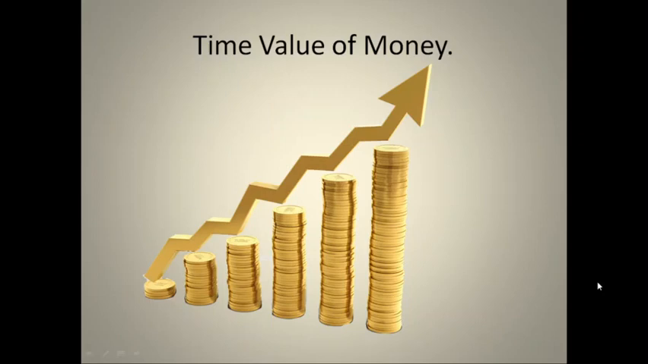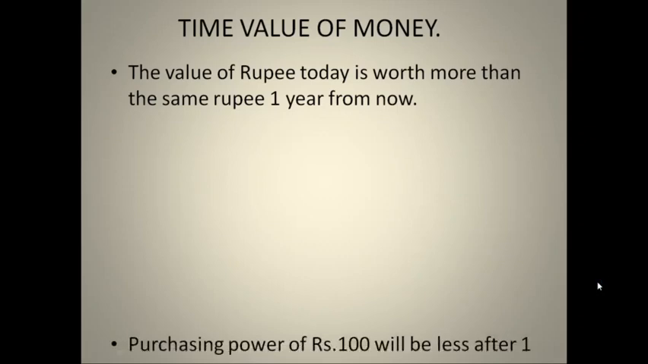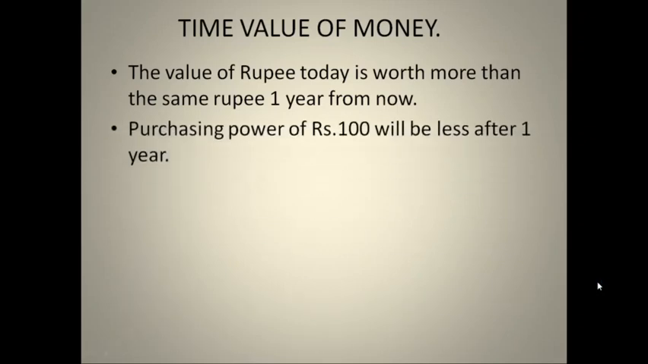By time value of money, what I mean is that the value of a rupee today is worth more than a rupee 1 year from now. So by that, what I mean is the purchasing power of rupees 100 will be less after a period of 1 year. Now let's take up an example to understand these two sentences with great clarity.